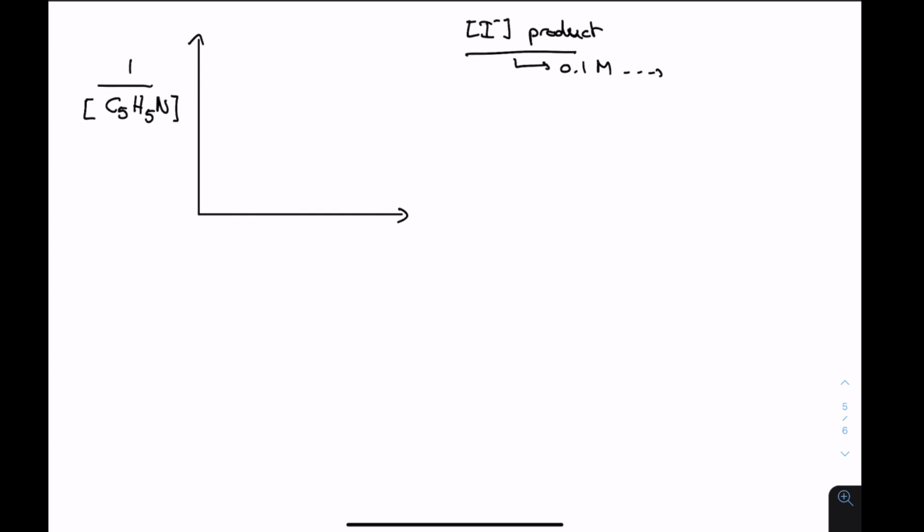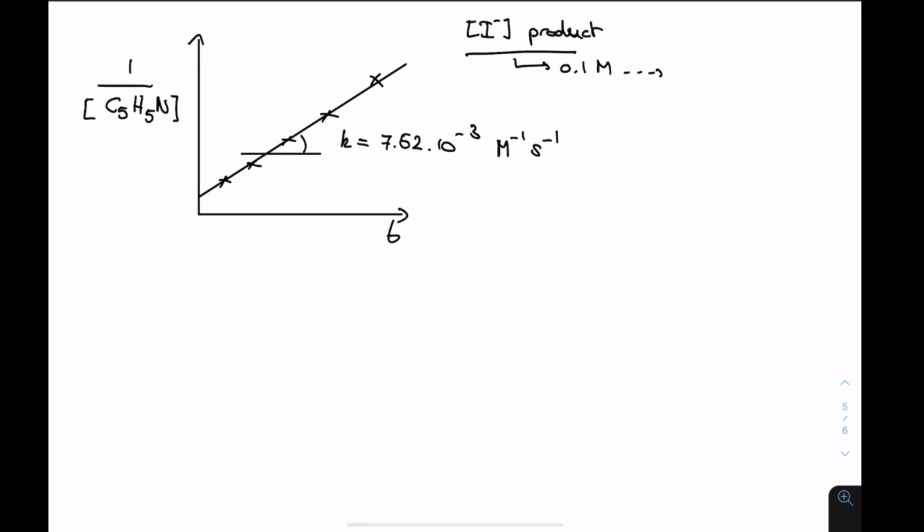And if you've done that, then you will get a straight line with your data points on it, which means that indeed this is a second order reaction, and the slope of this curve is the rate constant, and in this case that is 7.52 times 10 to the minus 3 per molar per second. Right, so molar minus 1, second minus 1. Okay, so that was as far as the exercise goes.